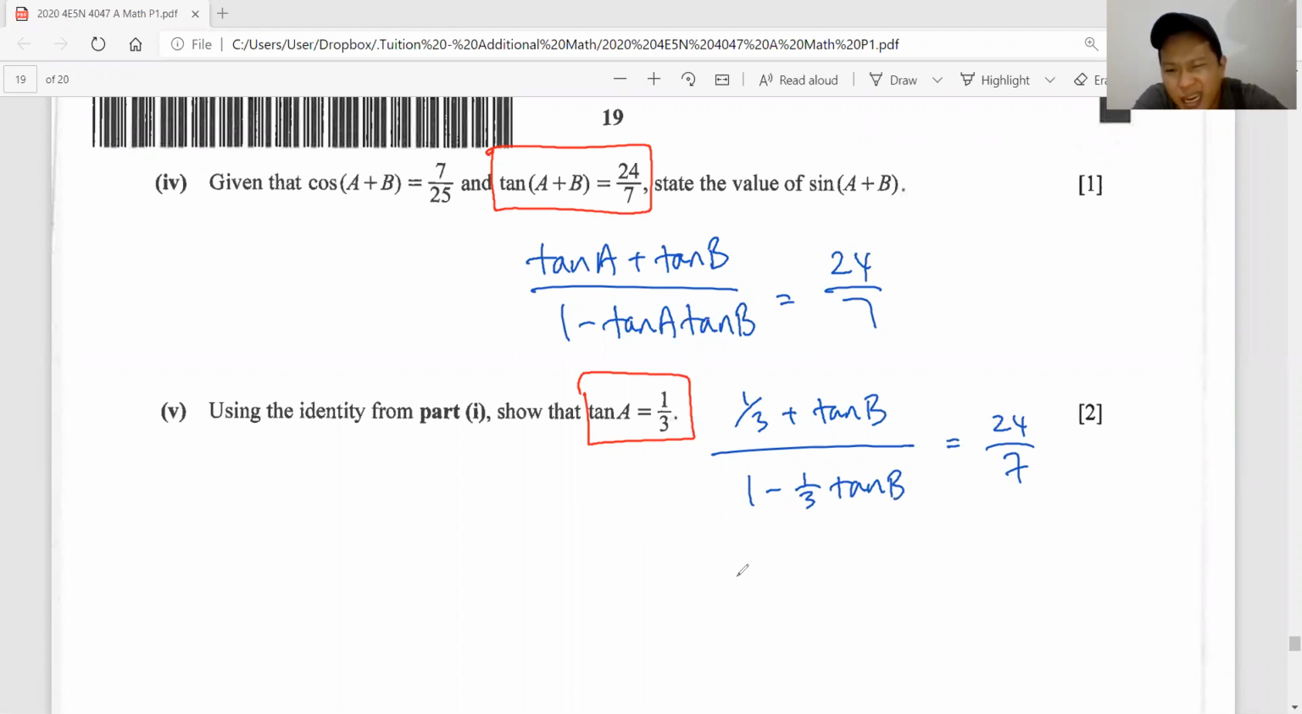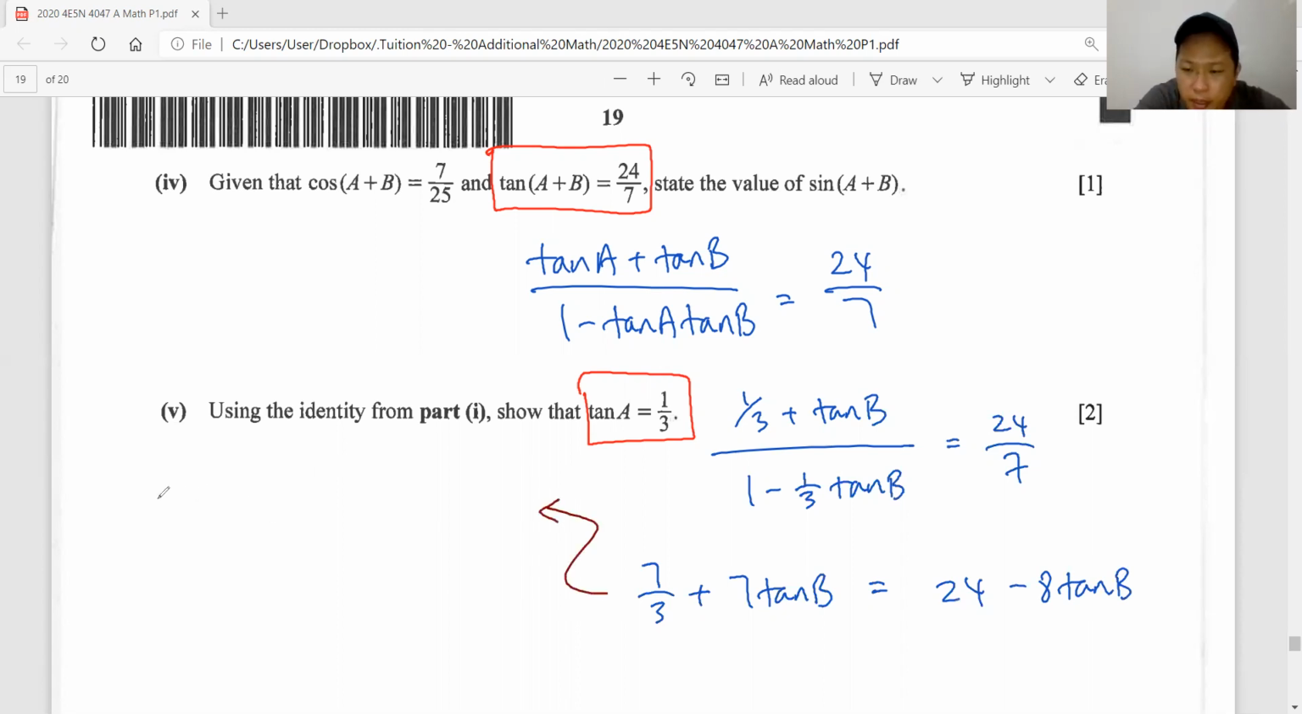Okay, so what else do I do now? Cross multiply, troublesome. 7/3 plus 7 tangent B. It rhymes. 24 minus 24/3 is 8 tangent B. Why is all this working so time consuming? Then I bring the negative 8 tangent B to the left side. So 8 plus 7, straight away 15. Then 24 minus 7/3, that is 21 and 2/3. And then tangent B equals 21 and 2/3 divided by 15, I get 13/9.